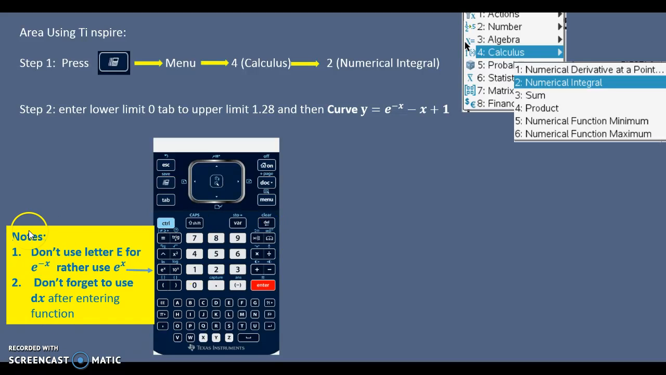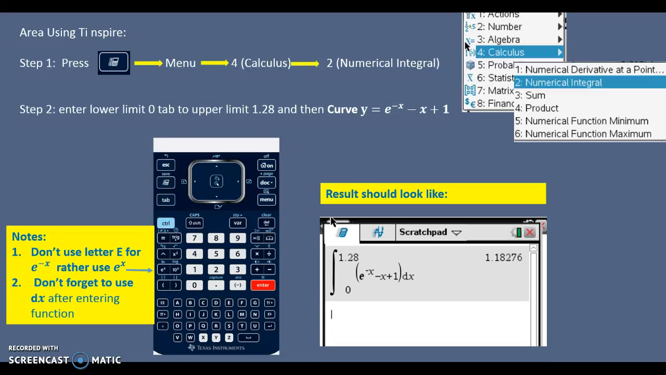I have given you these notes. Do not use the letter E for the exponential function, rather use e to the power x, as you have seen. And don't forget to use dx after entering your function because that will decide the variable. You are integrating your function with respect to x. Your result should look like this as we have seen. This is something which you should write down and you should get your 3 marks for that.